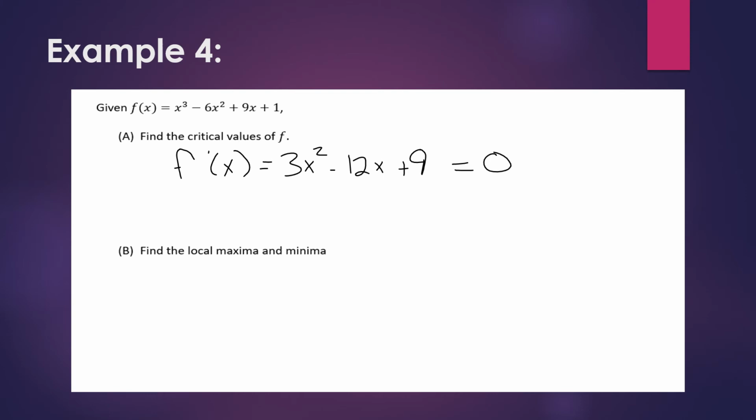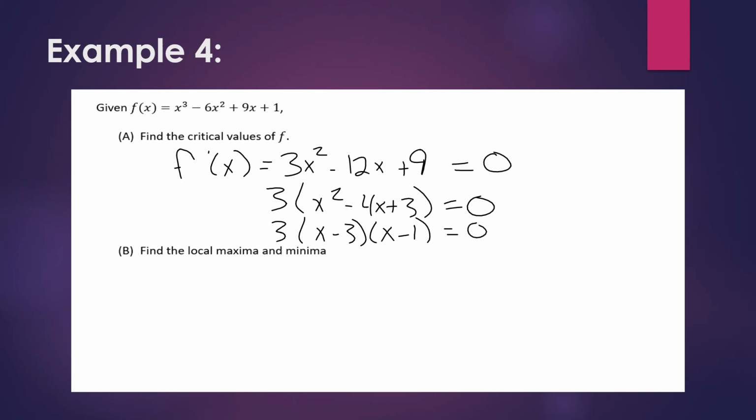So the first thing I would do is factor out a 3. That's going to be x squared minus 4x plus 3 equals 0. So I need to factor x squared minus 4x plus 3. So two numbers that multiply to be positive 3, but add to be negative 4. Well, that would be x minus 3 times x minus 1. So that gives me that x equals 3 or x equals 1. These would be my critical values. I don't know if they're extrema yet, because I don't know if they're going to be maxes or mins.